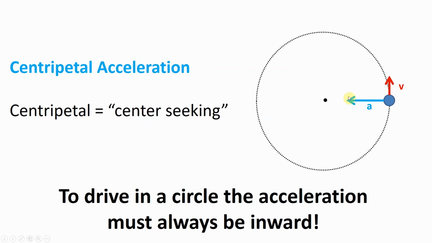So to go in a circle, what I need is centripetal acceleration, something that's always going to make me have an acceleration pointing inwards towards the circle. So I start here. A few seconds later, my velocity is still tangent, but my acceleration is still pointing in, and I keep going, and I keep going. And as long as my acceleration points inwards, I'll keep going in a circle forever and ever.